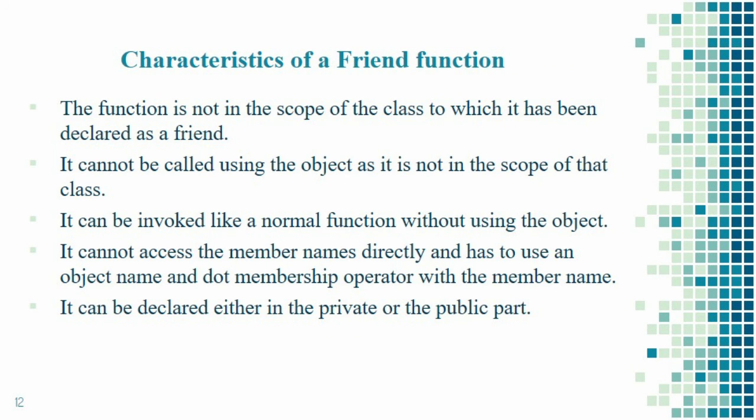Characteristics of a friend function. The function is not in the scope of the class to which it has been declared as a friend. It cannot be called using the object as it is not in the scope of that class. It can be invoked like a normal function without using the object. It cannot access the member names directly and has to use an object name and the dot membership operator with the member name. It can be declared either in the private or the public part.